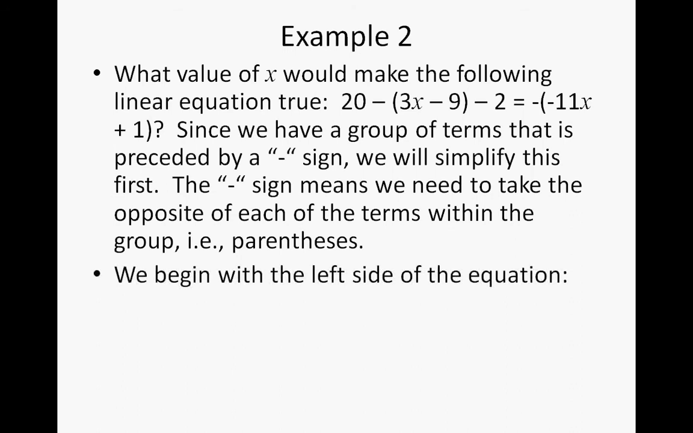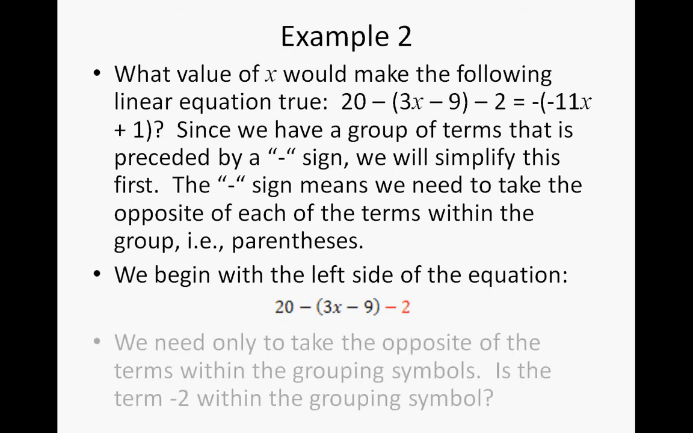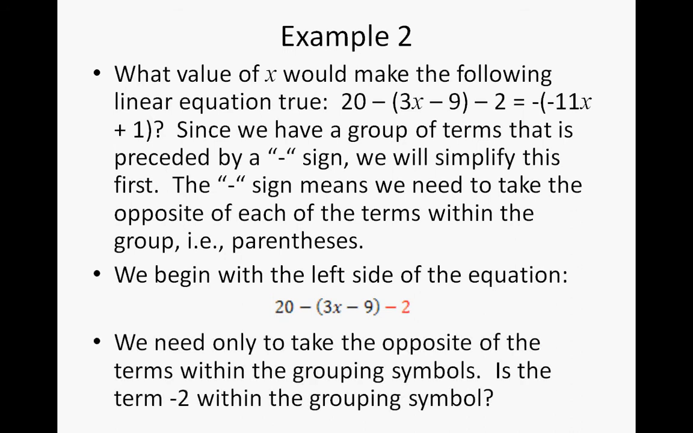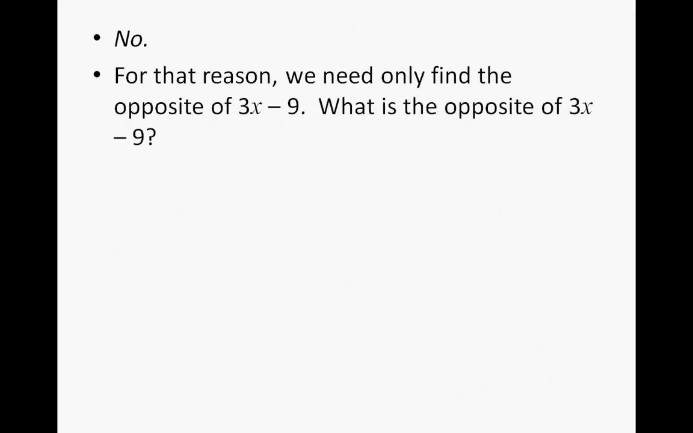So we're going to begin again with the left side of the equation. So 20 minus the quantity of 3x minus 9 minus 2. We need only to take the opposite of the terms within the grouping symbols. So is the term negative 2 within the grouping symbol? The answer would be no. So for that reason, we need to only find the opposite of 3x minus 9. So what is the opposite of 3x minus 9? Well, the opposite of 3x minus 9 is negative 3x plus 9.